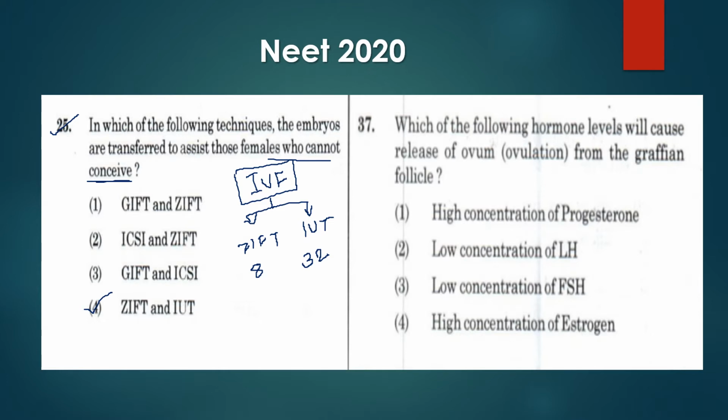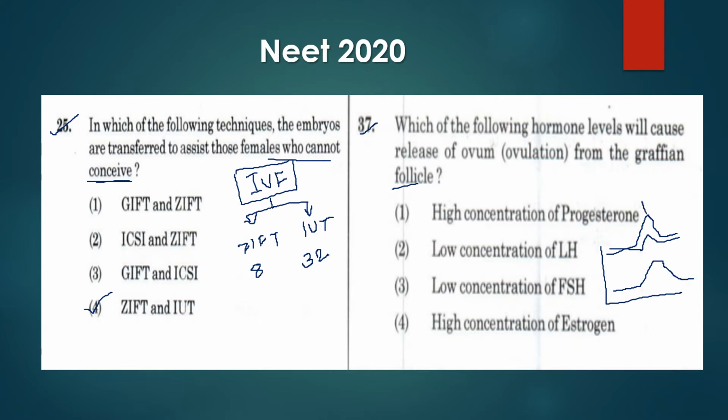And coming to the next question, which of the following hormone levels will cause release of the ovum, that is ovulation, from the Graafian follicle? Now remember the events from the graph. In the graph we said that at the time of ovulation, the LH hormone is increased as well as the FSH hormone is also increased. Apart from this, there will be an increase in the estrogen levels.